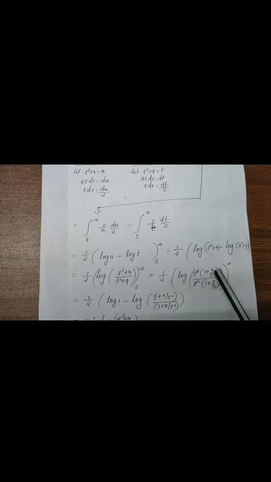Since 4 by infinity is 0, also 9 by infinity is 0. Therefore, the answer is minus 1 by 2 into log of s square plus 4 divided by s square plus 9, since log 1 is 0.